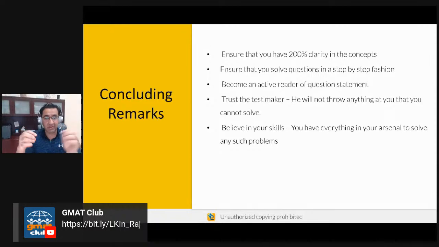GMAT's not a test of doing math. So there's some questions that you can solve by doing math, but you're not required to. All right. So as long as you focus on looking at the right way of solving questions and not doing math, you're going to find that acing GMAT quant is a lot easier than what you thought it would be.